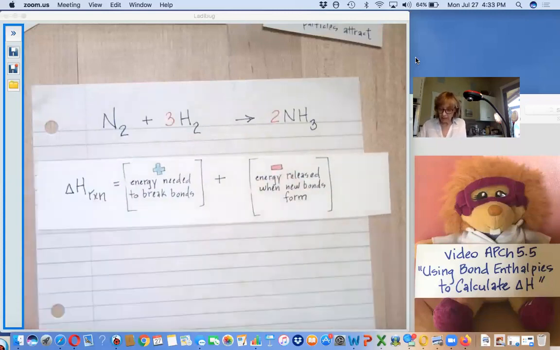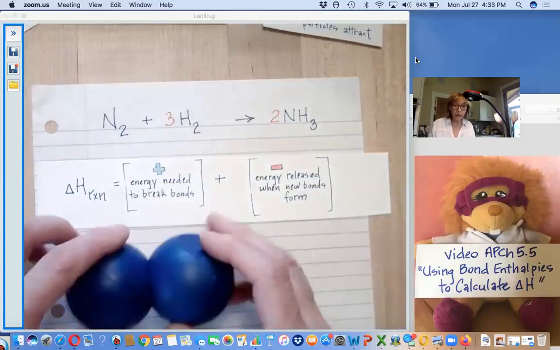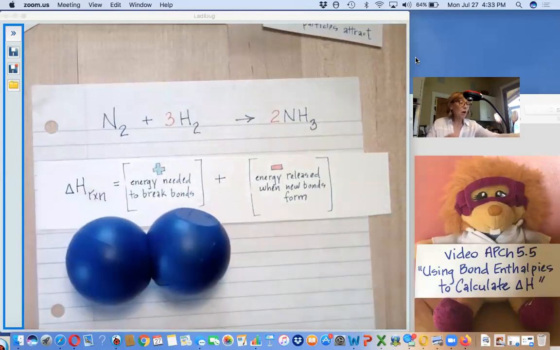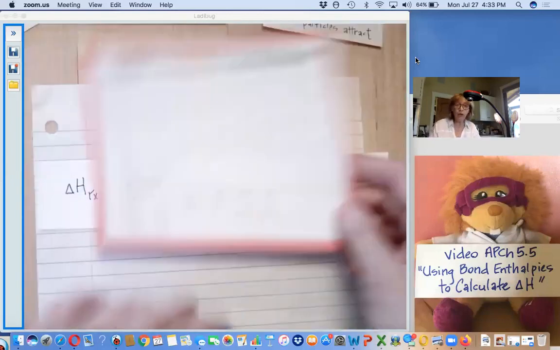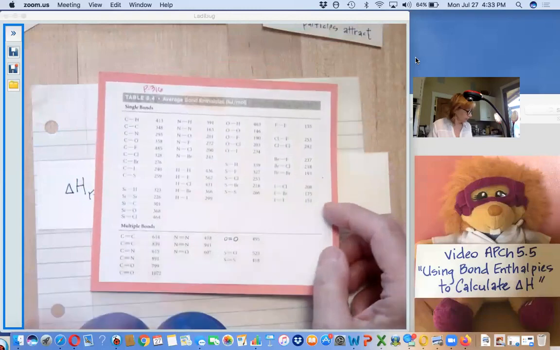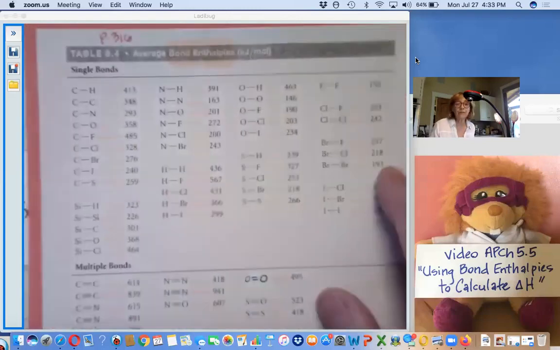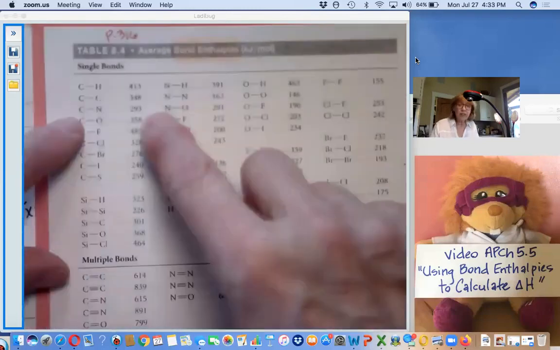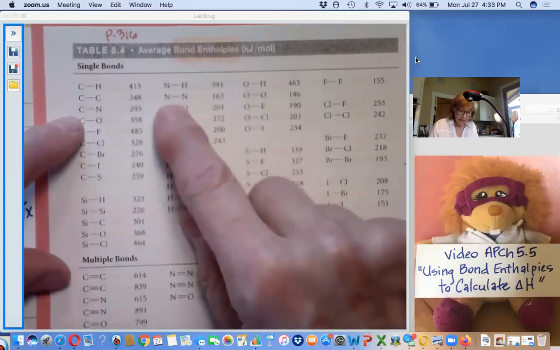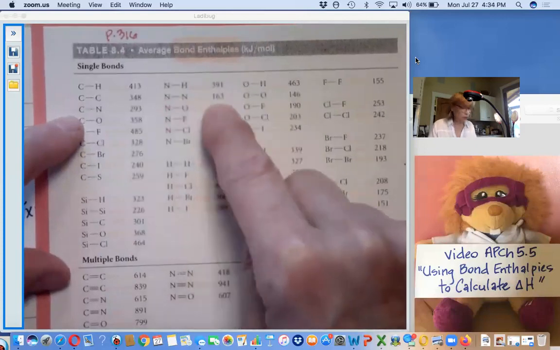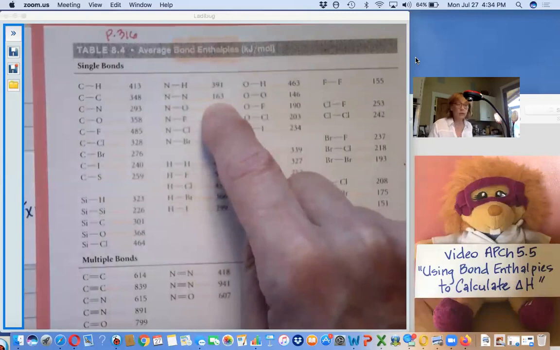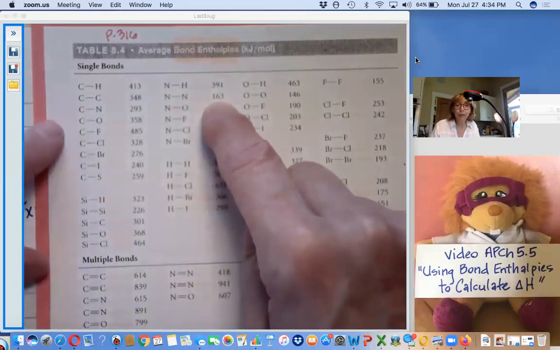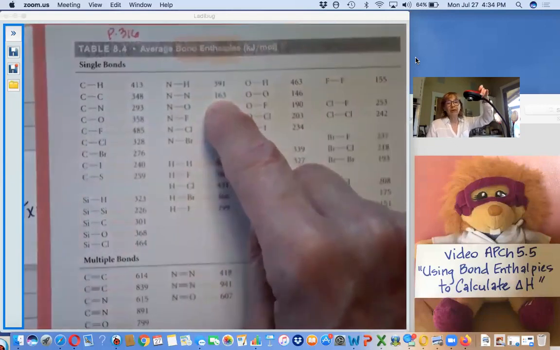Let's start again with breaking our nitrogen bond. Okay, so this was our nitrogen molecule. And I go to my table of bond enthalpies. Zoom in. And you can see at the top, the N to N bond has a value of 163. But wait, before we get going too fast, is that focused?